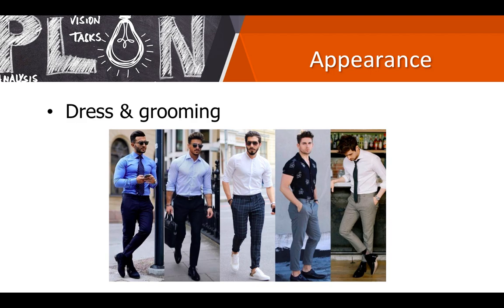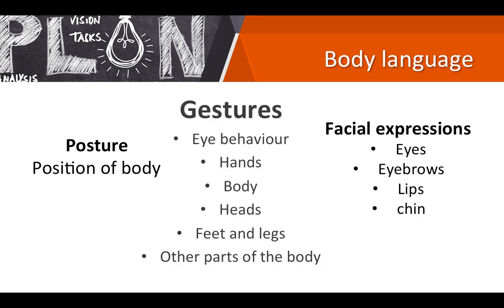Appearance would refer to the way you dress and groom, and also the way you carry yourself when you are speaking. Body language would refer to posture, your position of body, whether you sit straight or whether you sit slouchingly. Gestures would refer to your eye behavior, your movement of hands, body movement, head's movement, feet and legs movement, as well as other parts of the body. Whenever you move any parts of your body, that is called gestures.